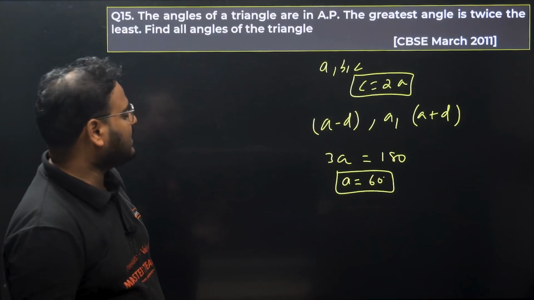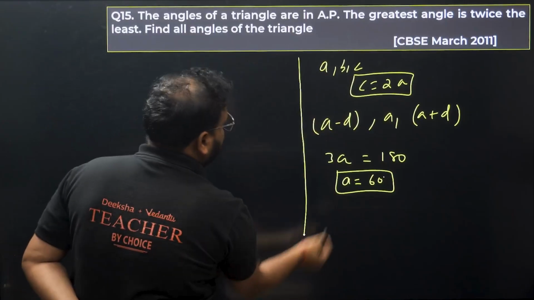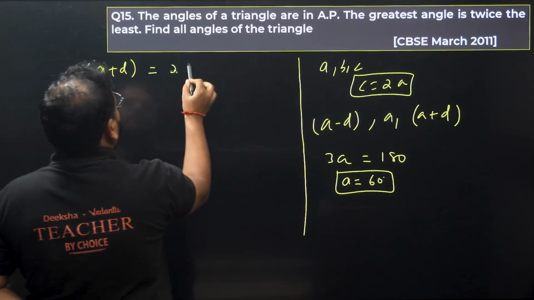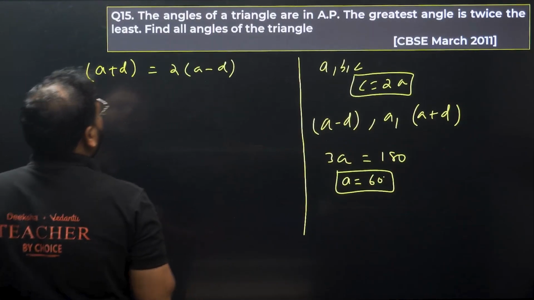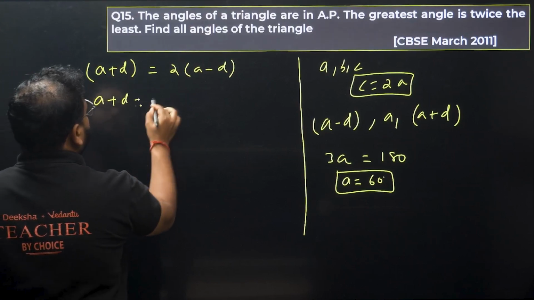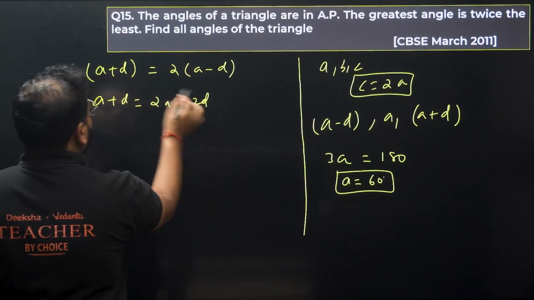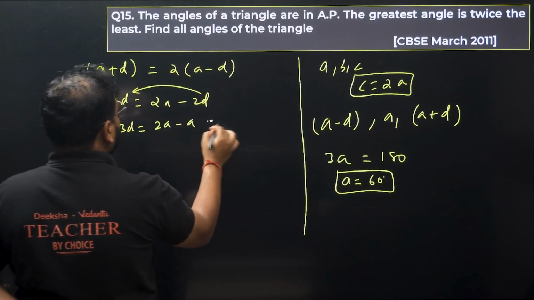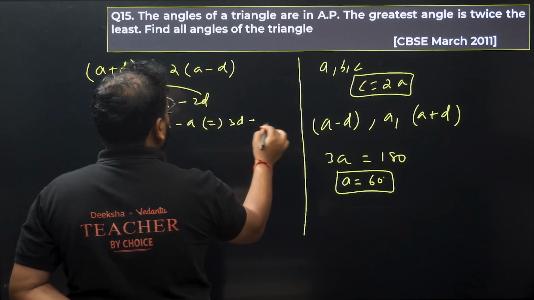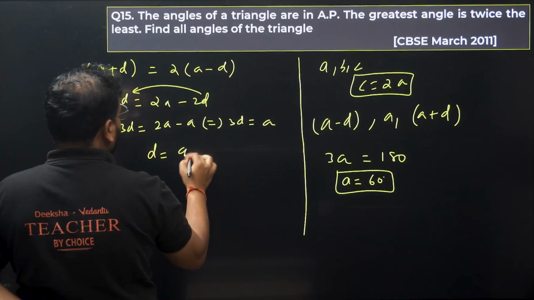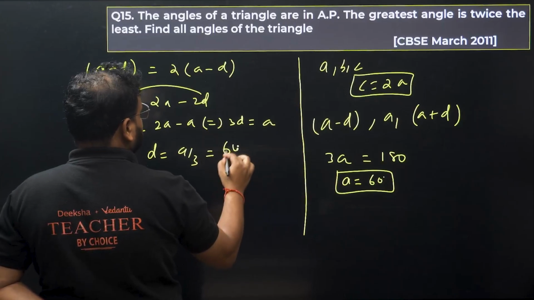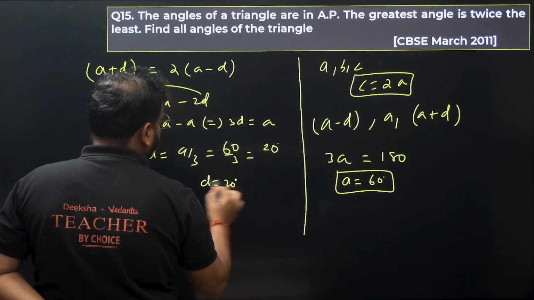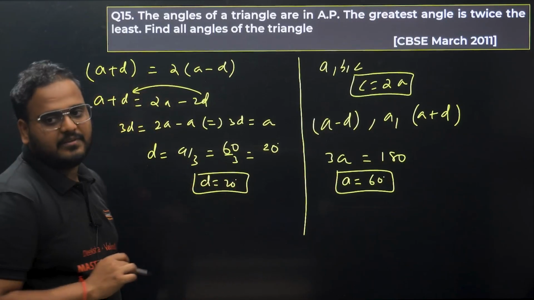Okay. Next what? Next they are saying that this angle is twice of this. So they are saying A plus D is twice of A minus D. Okay. Let's use it over here. A plus D equals 2A minus 2D. Bring this over here and this over there. I get 3D equals 2A minus A. It means 3D equals A. So I get D value is A by 3. A value is 60, right? 60 by 3. It means going to be what? 20 degrees. So my D value is 20 degrees. Okay.